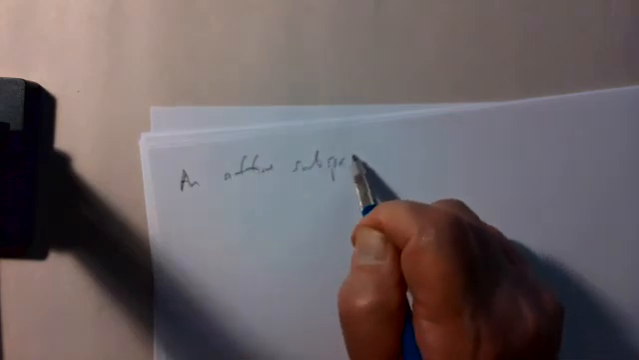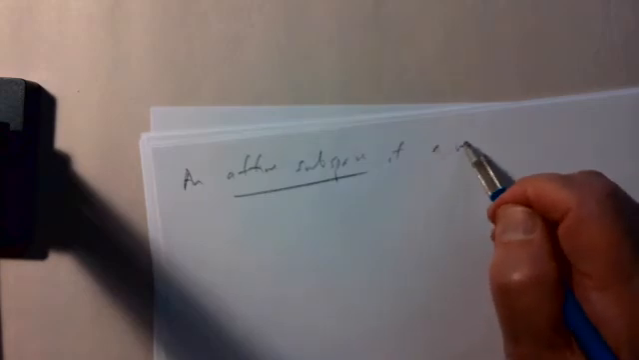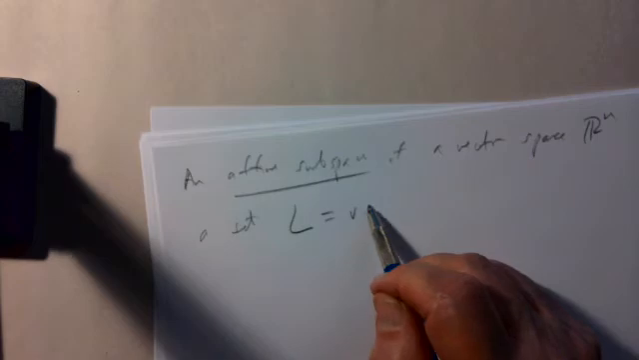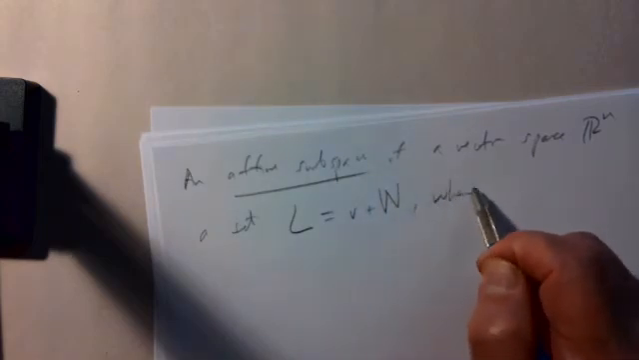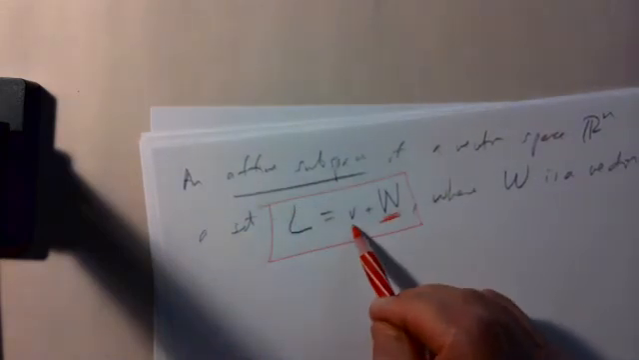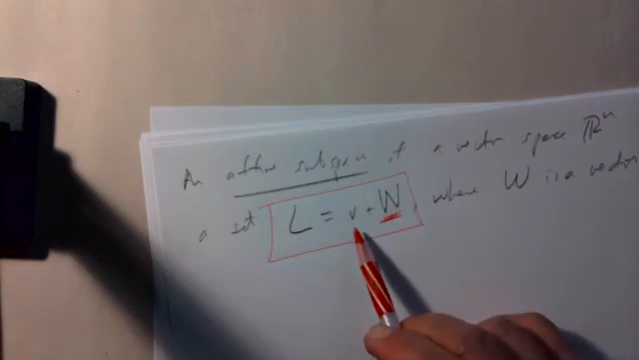And an affine subspace of a vector space, or of the vector space Rn, is a set of the form L equals v plus W, where W is a vector subspace. So an affine subspace is what you get by taking a vector subspace and translating everything in W by some fixed vector v.